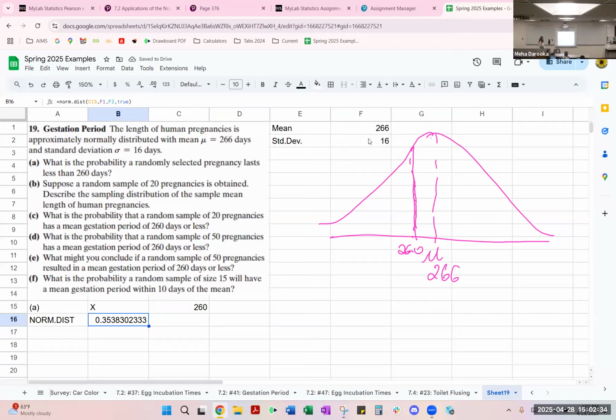You can see that's what we're going to get from using the built-in function. You should get something similar if you find the z-score and then use Table 5 to find your probability over here. So you can see we're saying there's about a 35.38%, or 0.3538 if we round to 4 decimal places, chance that a randomly selected pregnancy will last less than 260 days, right? Because that is where the area is going to be.